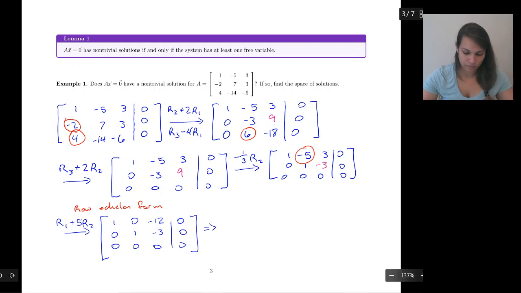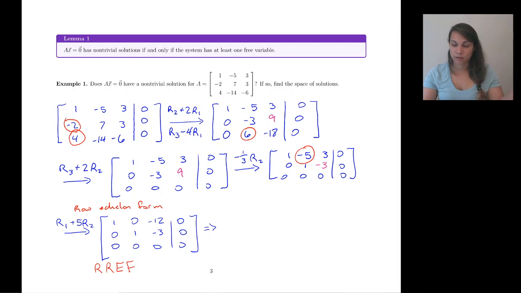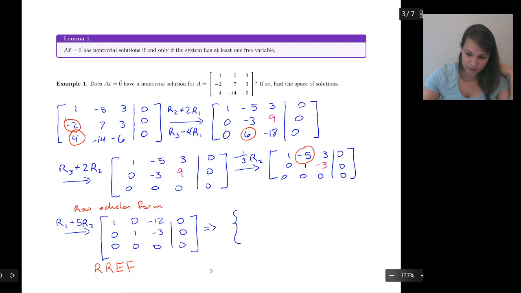Excellent. Okay. So now that I have reduced row echelon form, I am going to convert it back over to the system of equations to try and figure out what kind of solutions I even have. I guess I should point out that these guys have pivots, so then x1 and x2 are going to be basic. And x3 is going to be our free variable because we have no pivots here. So no pivots equals free.